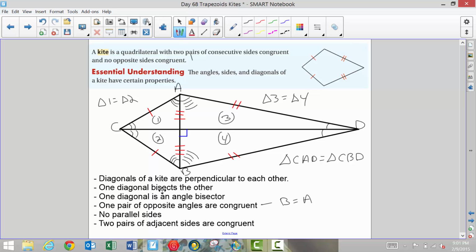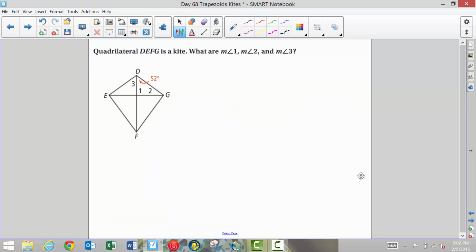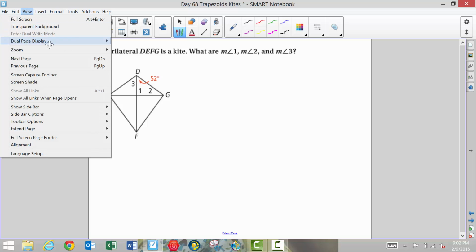Diagonals of a kite are perpendicular. You have one diagonal that's a bisector of the other. You have one diagonal that's an angle bisector. And you have one pair of opposite angles congruent. So angle B and angle A are congruent. No parallel sides, and two pairs of adjacent sides congruent. So you have a quadrilateral. It's a kite. It's not a parallelogram.